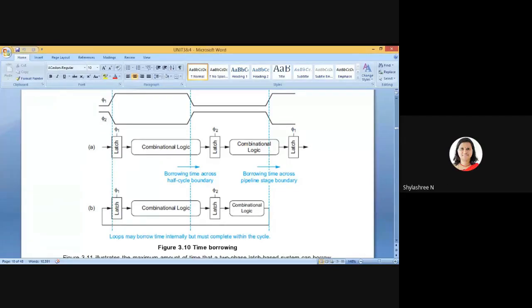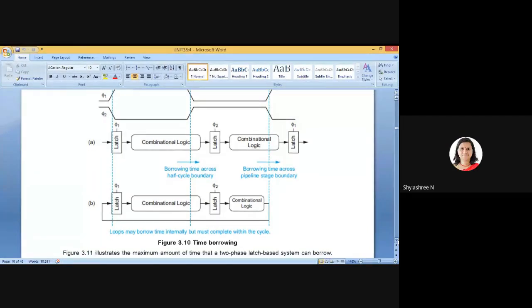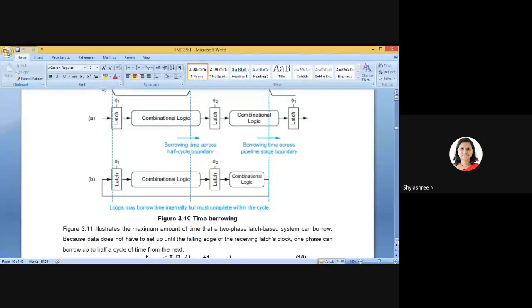So if you go for a pipeline based method, you can keep on borrowing the time from the neighboring house. But if you go for a latch based logic, you can borrow the time only from the neighboring house or the next half cycle. But the entire data path should fit in only one clock cycle. Okay, so next.